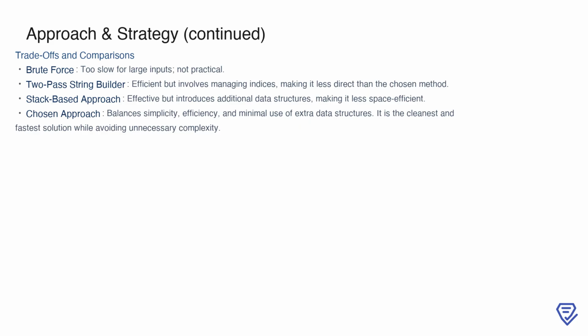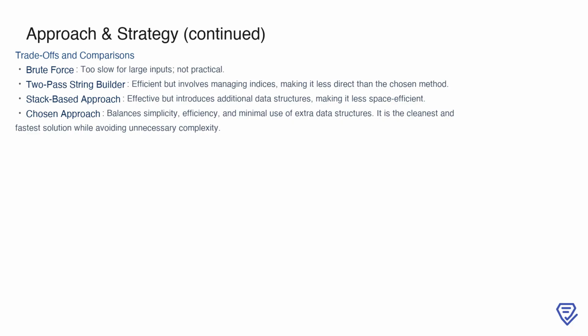Each of the approaches we considered has its trade-offs. The brute force method, while conceptually simple, is computationally infeasible for larger inputs due to its exponential time complexity. The two-pass string builder is more efficient but requires managing indices to track invalid parentheses, which adds complexity. The stack-based approach is similarly effective but introduces additional space requirements due to the stack, making it less space efficient.